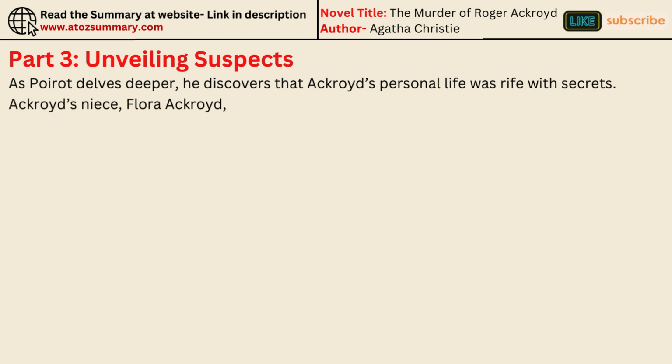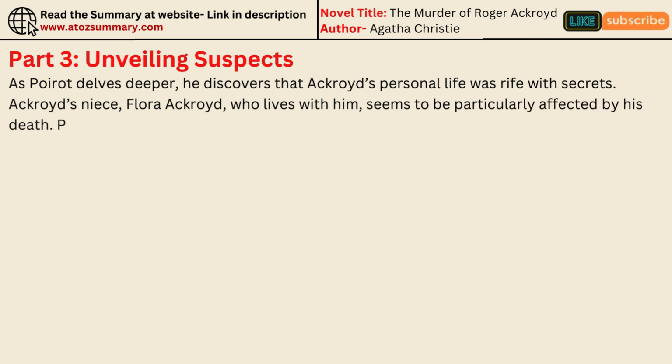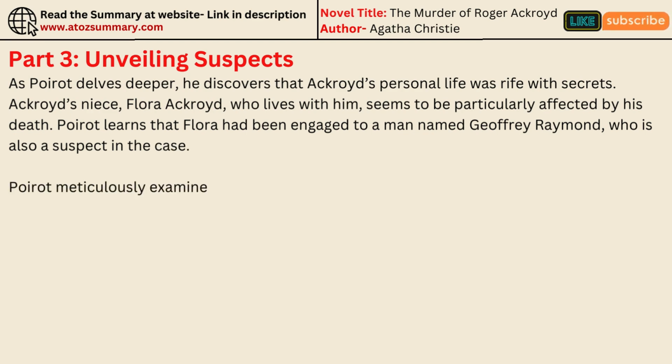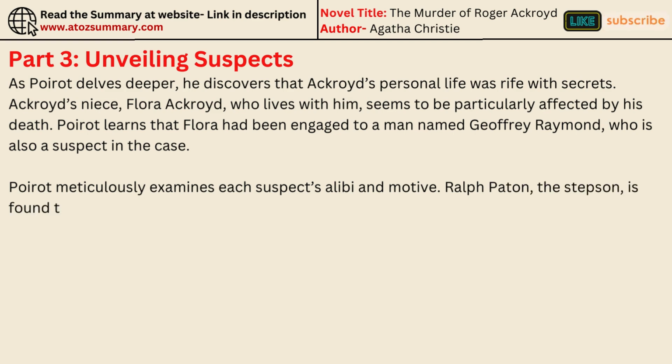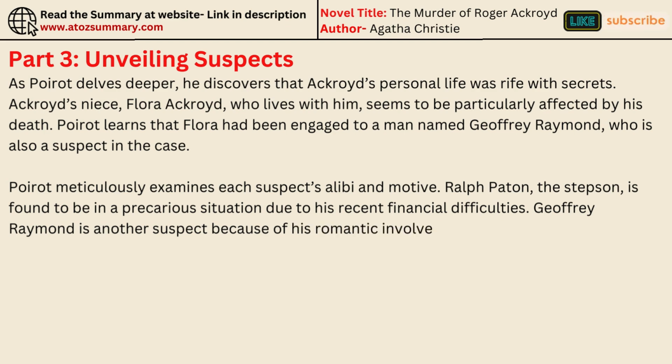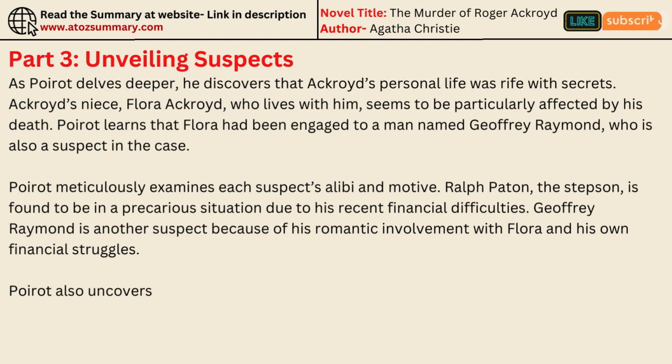Ackroyd's niece, Flora Ackroyd, who lives with him, seems to be particularly affected by his death. Poirot learns that Flora had been engaged to a man named Jeffrey Raymond, who is also a suspect in the case. Poirot meticulously examines each suspect's alibi and motive. Ralph Peyton, the stepson, is found to be in a precarious situation due to his recent financial difficulties. Jeffrey Raymond is another suspect because of his romantic involvement with Flora and his own financial struggles.